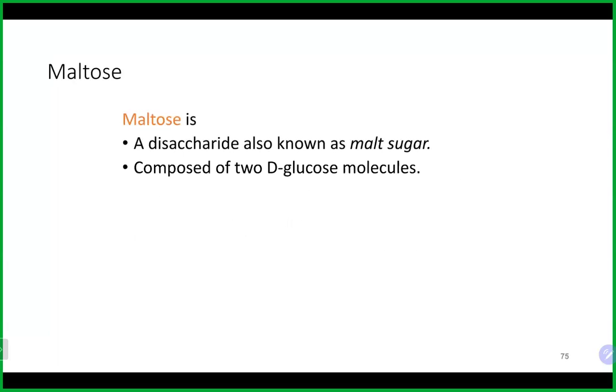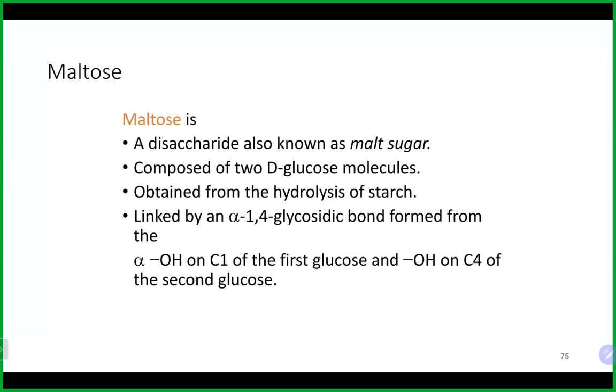We'll start with maltose. Maltose is known as malt sugar. It's composed of two D-glucose molecules that have been put together through the removal of water. And it is linked by something else that you do need to know. We'll take a look at this in just a second, but it is linked through what is referred to as an alpha 1,4 glycosidic bond. And it is kind of like the name implies.